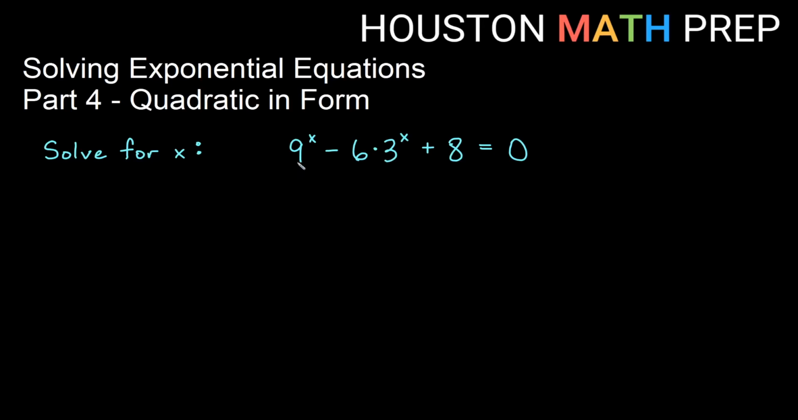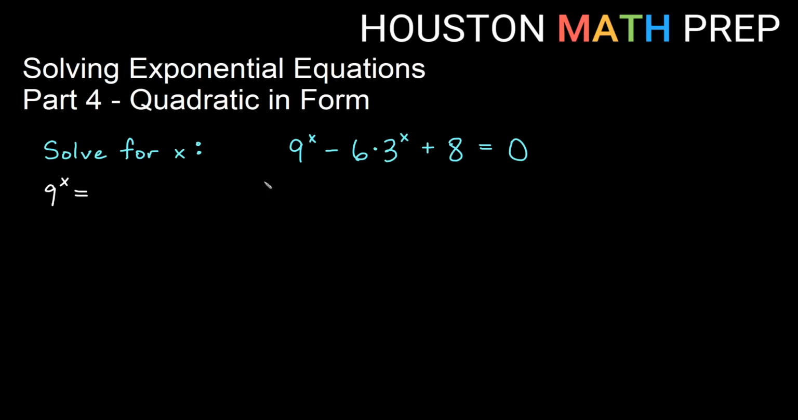Let's look at a few examples. We have 9 to the x minus 6 times 3 to the x plus 8 equals 0. We look at this first term and we have a different base than we do in the second term. So maybe it's hard for us to see what we need to do right away. So if you think about 9 to the x, we want to get that in a form that's more friendly to us.